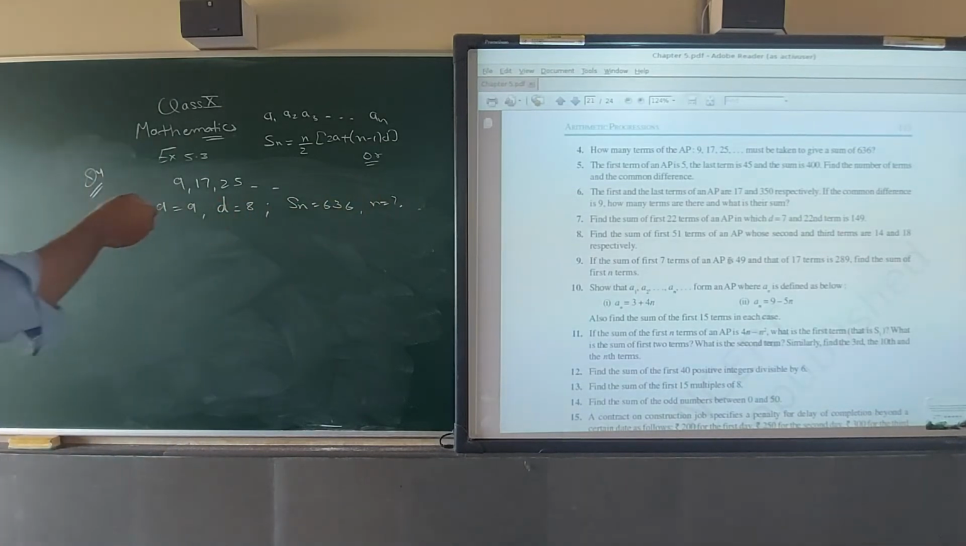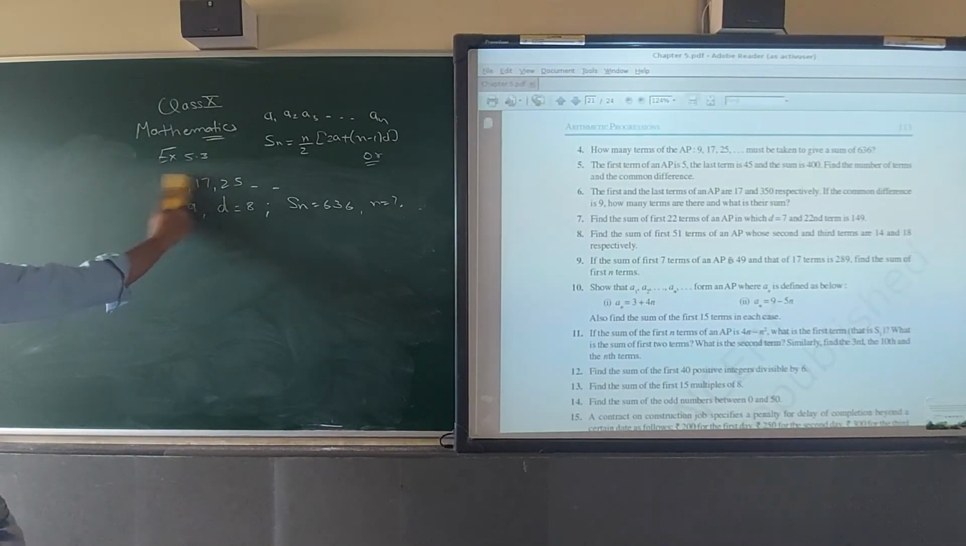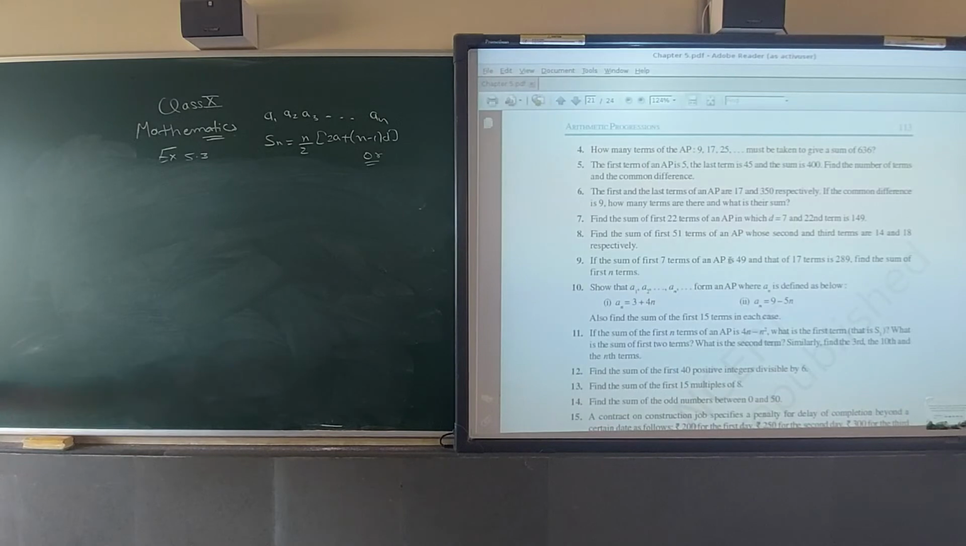We already did this type of question in the previous part, third part only. If I apply the formula n by 2, 2a plus (n minus 1) into d, you will get the value of n. The easy question is there, this one. Now fifth one. Practice as much as you can, then only you will get the right result.